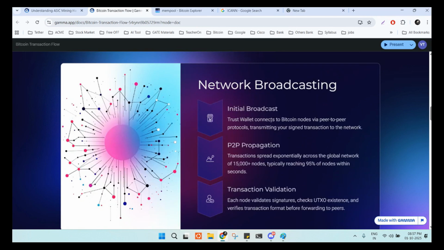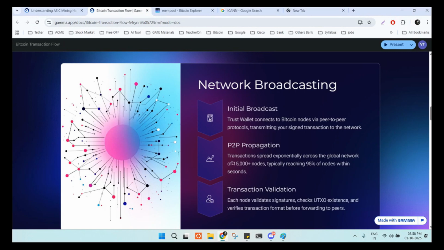Trust Wallet connects with the Bitcoin nodes using peer-to-peer protocols, just like a simple TCP communication. Just like how everything connects on the internet, the same way this wallet connects with the Bitcoin nodes. Initially it will connect to maybe 8, 9 or 10 Bitcoin nodes. They will receive the transactions, validate them themselves, and start broadcasting to other nodes. So P2P propagation will happen, and this will keep going across.